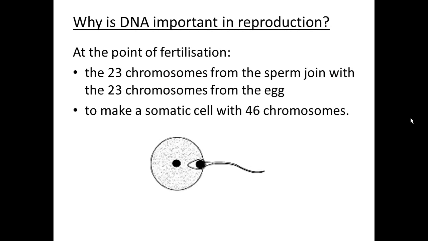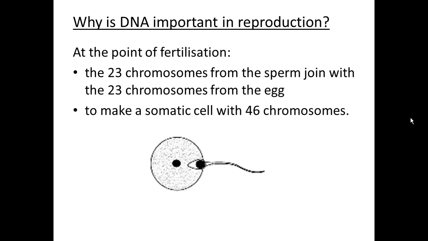This is because these cells are involved in sexual reproduction and fertilization. And we said last lesson that fertilization is the process where the two sex cells fuse together. So it means that they will join together. You will have 23 chromosomes from the sperm cell and 23 chromosomes from the egg cell. So at the end, they will make a cell that will be a somatic cell because it will have 46 chromosomes.